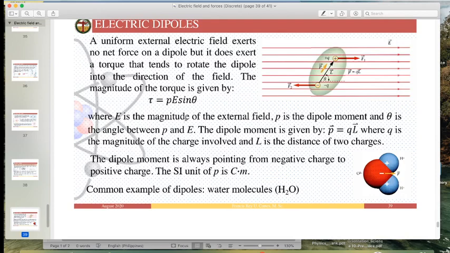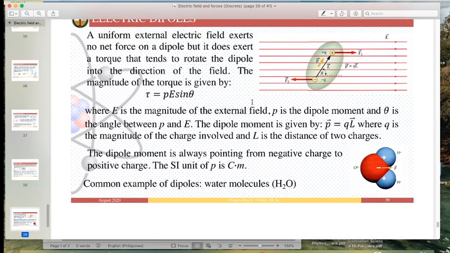Okay? So we have here the dipole moment P, which is given by QL. P is a vector quantity. Your Q is the magnitude of the charge involved. They have the same magnitude, so only Q is written. Then your L is the distance between the two charges, and L again points from negative to positive. So it has the same direction as the dipole moment, always pointing from negative charge to positive charge.